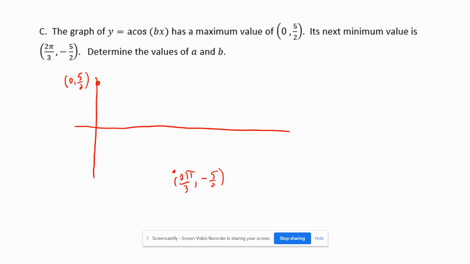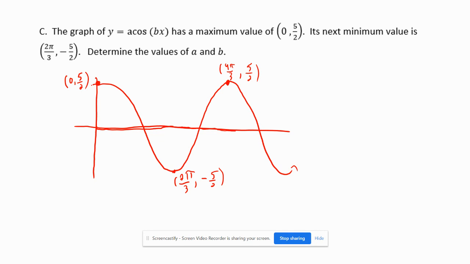These graphs are periodic, which means they keep following the same pattern. So this is the maximum, and this is going to be the minimum. That means the next maximum should be over here. If we know that from here to here is 2 pi over 3, it's going to be the same distance as from here to here. So this one must be 4 pi over 3, comma 5 over 2. And our graph is going to keep on going like this.